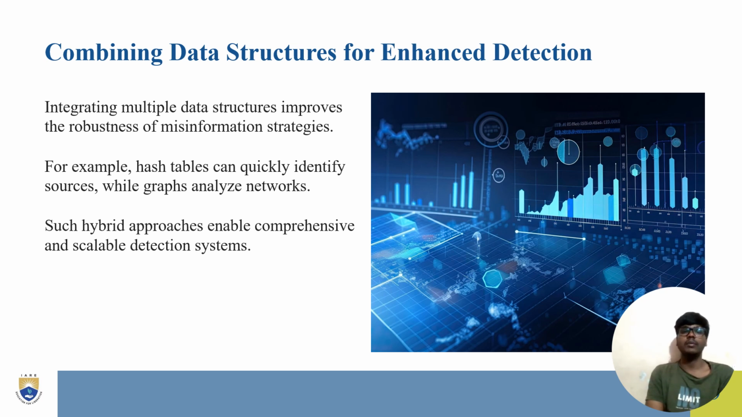Here, integrating multiple data structures improves the robustness, which means the data structures become robust and also make it easier to find misinformation strategies. And we use hash tables for quickly identifying the sources, while graphs analyze the networks.